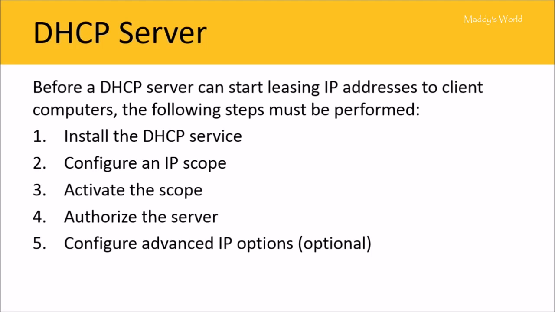It starts leasing an IP address to client computers after the following steps are performed. And so you see the steps there. Clearly, you have to install the DHCP service on a server before it can be used. You configure an IP scope, activate that scope, authorize the server, and then configure any other advanced options. And of course, those are optional, but if you're a really good network administrator, you're probably going to be configuring those advanced IP options. I honestly probably am not there yet myself, but someday, right?